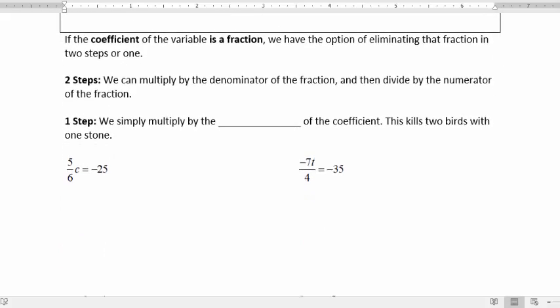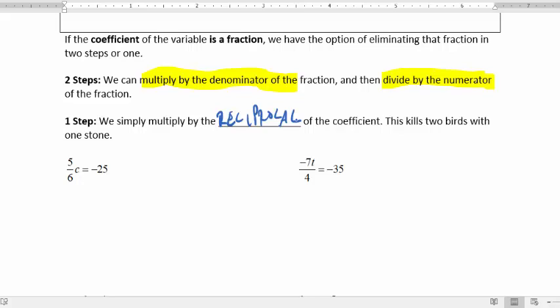So just one little note on eliminating coefficients. If the coefficients are fractions, there's actually two ways that this can be done. This can either be done in two steps by multiplying by the denominator of the fraction and then dividing by the numerator of the fraction. That would be the two-step approach of clearing the coefficient. Or the one-step approach would be to multiply by the, and we've used this phrase before, reciprocal of the coefficient, because then you're doing the two steps in one, right?